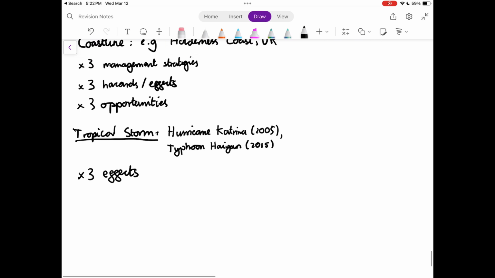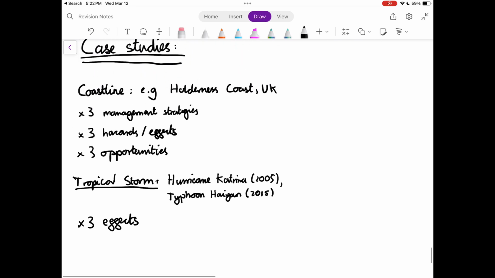So the other case study you need to know is an example of a tropical storm that happened. And all you need to know for that tropical storm are 3 effects of that tropical storm on both the environment and people.